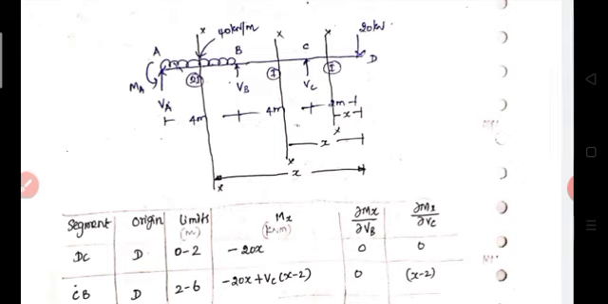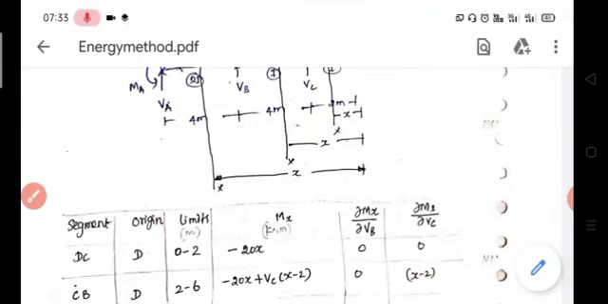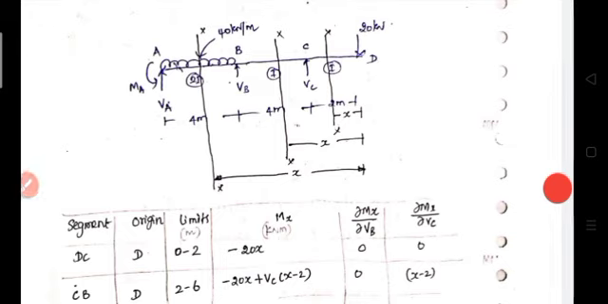I take the origin as D, therefore our limit will be 2 to 6. You may take the origin as C also. If you take C as origin, this distance will be x, and in this case the limit will be 0 to 4. But I take the origin from D, therefore x is measured from D to section XX. So the limit will be 2 to 6.